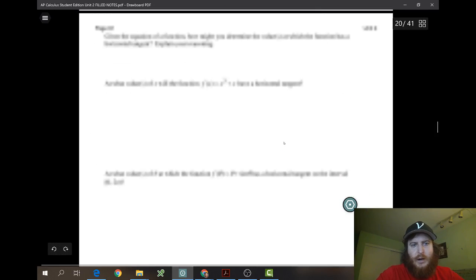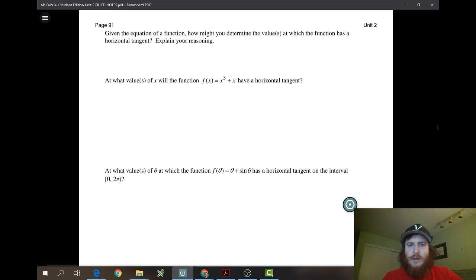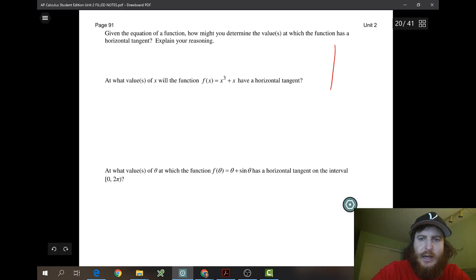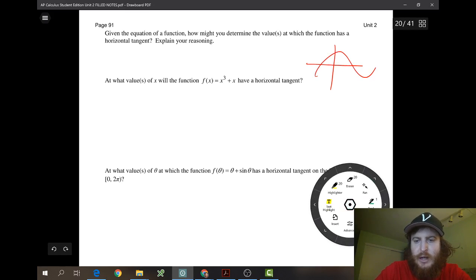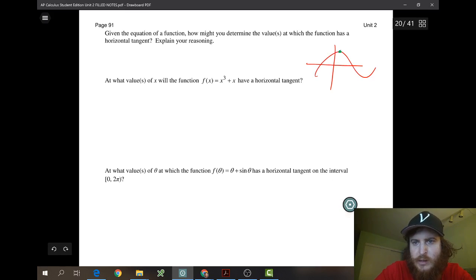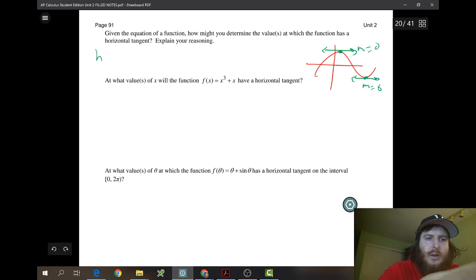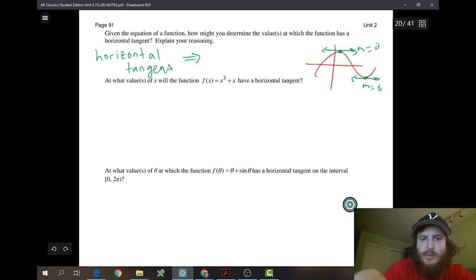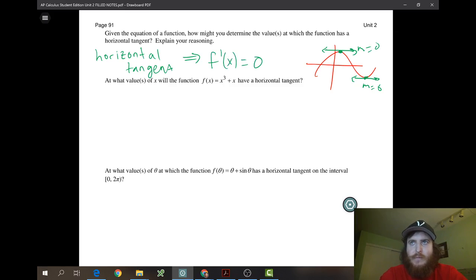So kind of going here, given the equation of a function, how might you determine at which values the function has a horizontal tangent? So kind of a reminder about horizontal tangents is horizontal tangents would be tangents that are horizontal. Very easy, right? So what do we know about a horizontal tangent? We know that the slope there is 0. So we kind of know that our horizontal tangents, now they occur at maximums or minimums, but the main thing that we want to make sure that we know is whenever we see a horizontal tangent here, that's when f prime of x equals 0. Our slope is 0. So our explanation can just kind of be our graph.